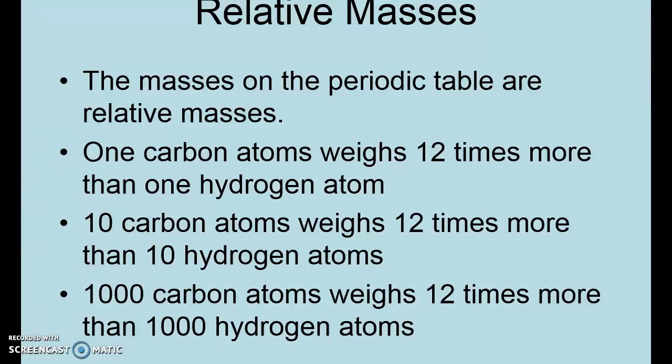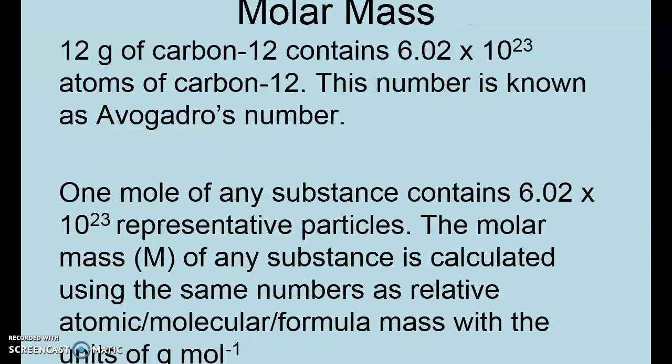We know that one carbon atom weighs 12 times more than one hydrogen atom, and 10 carbon atoms weigh 12 times more than 10 hydrogen atoms, and 1,000 carbon atoms weigh 12 times more than 1,000 hydrogen atoms. So a mole of carbon atoms weighs 12 times more than a mole of hydrogen atoms. And so molar mass is the mass in grams of 1 mole of the element.